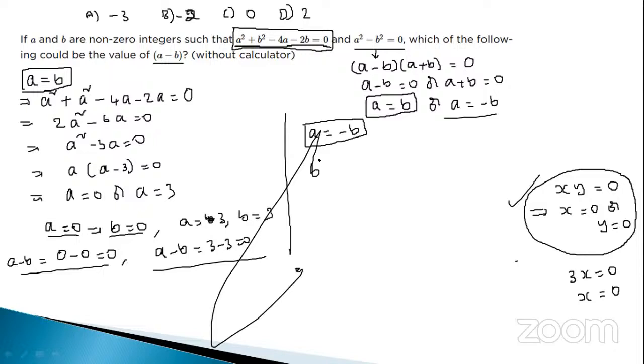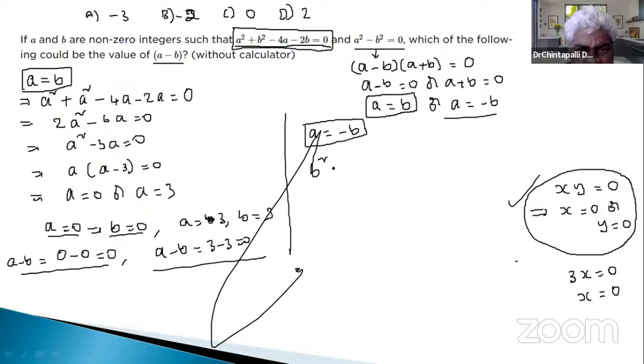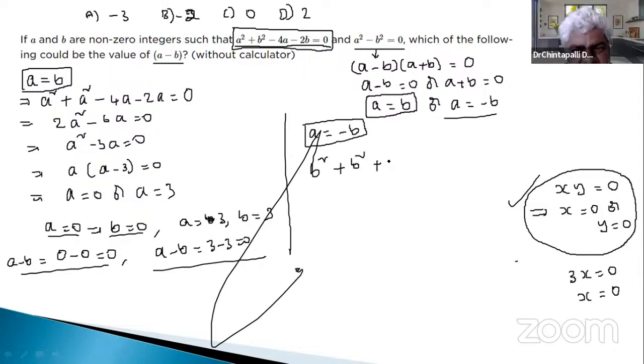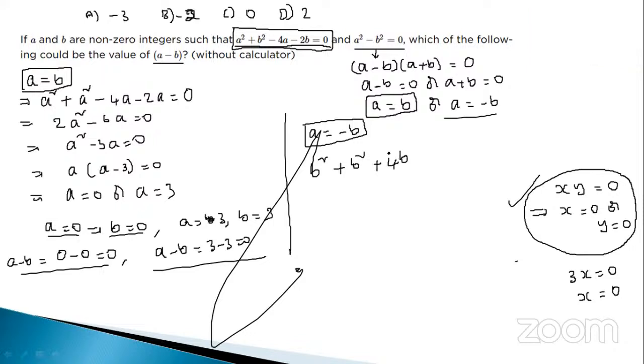So B square, same B square, we are not changing. Plus next, B minus 4A plus 4, it will become 4B, plus 4B, plus 2B, minus 2B.